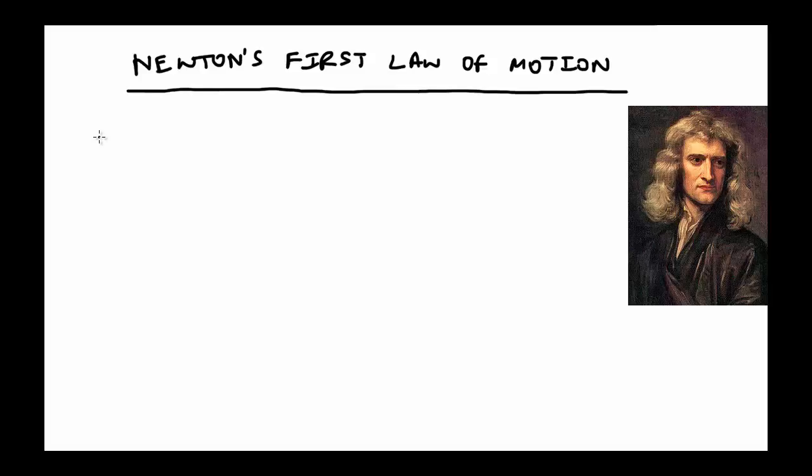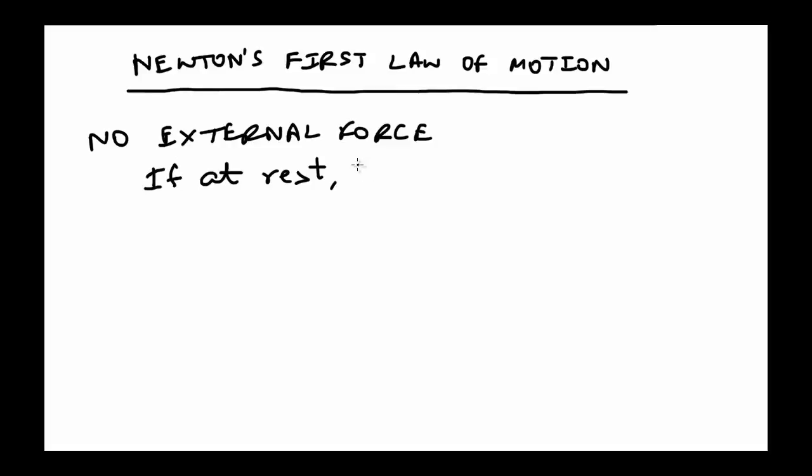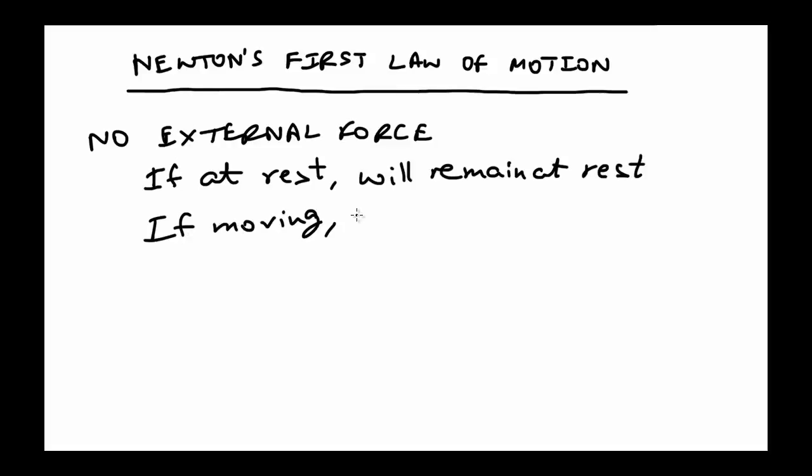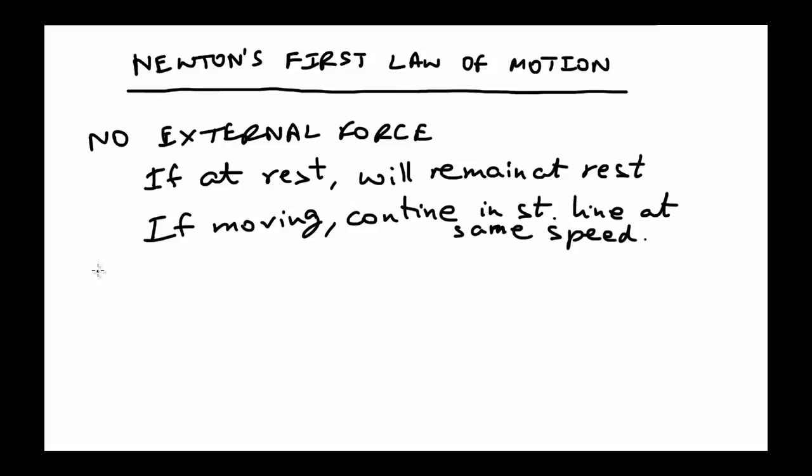So Newton's first law of motion has to do with objects which have no forces acting on them. And for these objects, Newton's first law says that if they are at rest, they will remain so. And if they are moving, they will continue moving in a straight line at the same speed. So it essentially restates what we have discussed as inertia. Let's talk about these in terms of some of the physics terms we have been using.